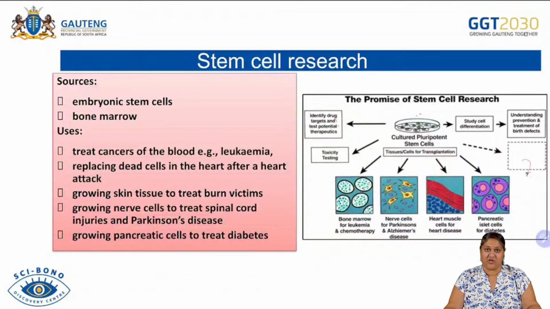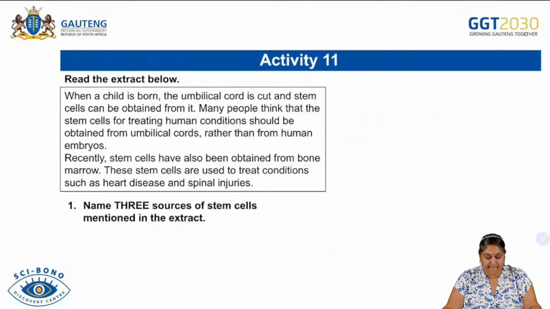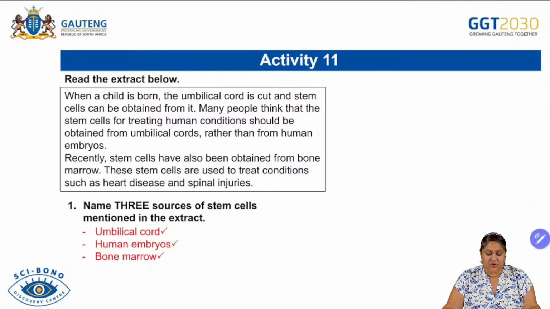Now, here's a little activity on stem cells, so you can see how you can apply this. When a child is born, the umbilical cord is cut and stem cells can be obtained from it. Many people think that the stem cells for treating human conditions should be obtained from umbilical cords rather than from human embryos. Recently, stem cells have also been obtained from bone marrow. These stem cells are used to treat conditions such as heart disease and spinal injuries. Name 3 sources of stem cells mentioned in the extract. They speak about the umbilical cord, human embryos, and bone marrow.